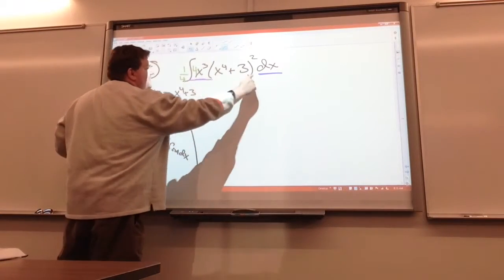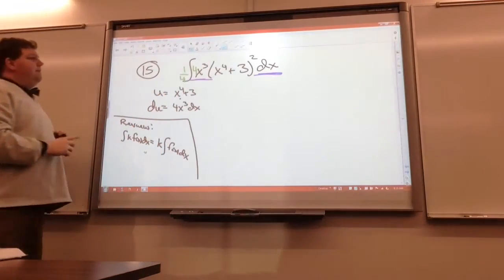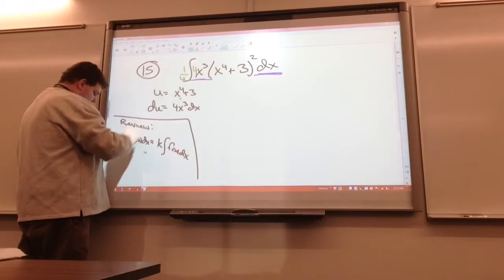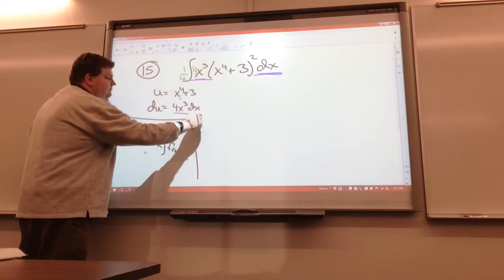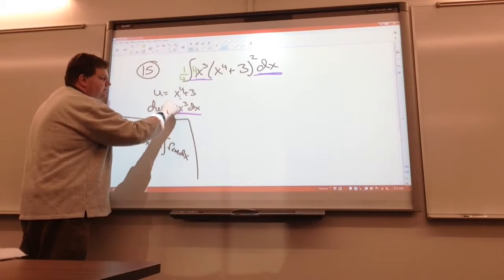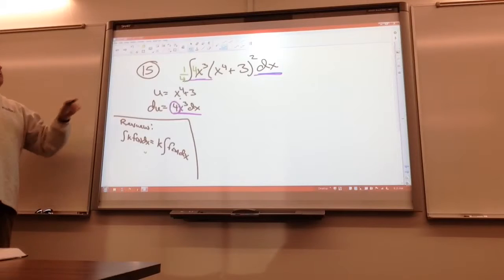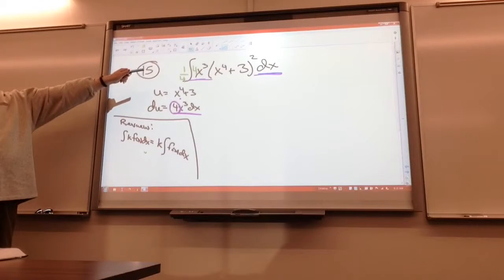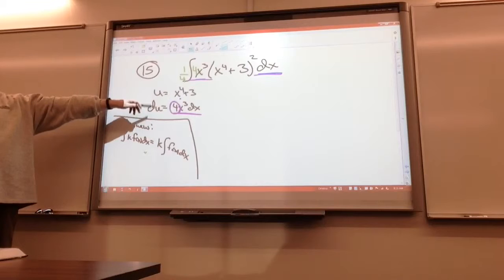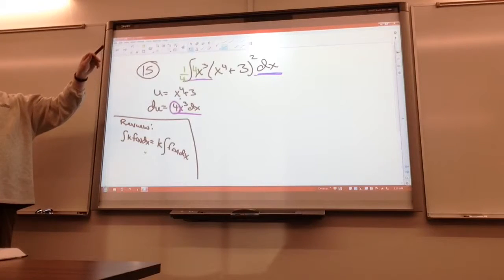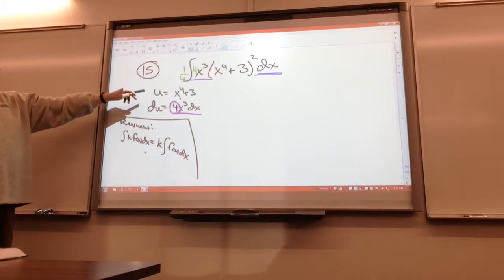How do you know you're supposed to put 4 in there? I know I had to have a 4 in there because my du had the extra 4 in there. Where did I get that 4? Because there was a 4 in du, I had to add a 4 to my problem. Where did you get the 4 in du? It's the derivative of x to the 4th plus 3.